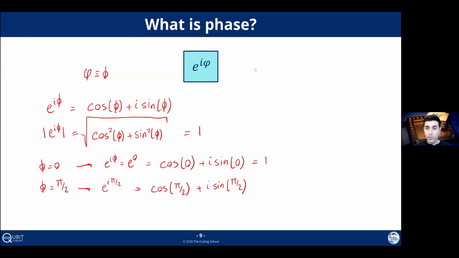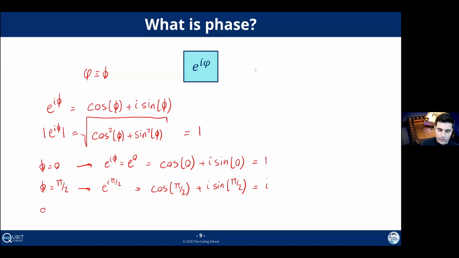Okay, cosine of pi divided by 2. And again, as a reminder, pi divided by 2 in radians is equal to 90 degrees. Cosine of 90 degrees is 0. Sine of 90 degrees, or pi over 2, is 1. So what I end up with is i. And maybe let's do one more example.